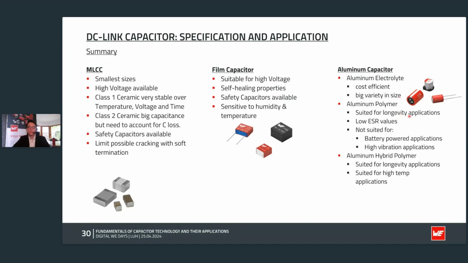If we talk about polymer, then they are also suited for longevity applications. They show very low ESR values, which leads to the fact that you can apply high ripple currents. They are not suited for battery applications because the leakage current tends to be higher than electrolytic and aluminum hybrid polymer capacitors. And lastly, for this type, we have the aluminum hybrid polymer.